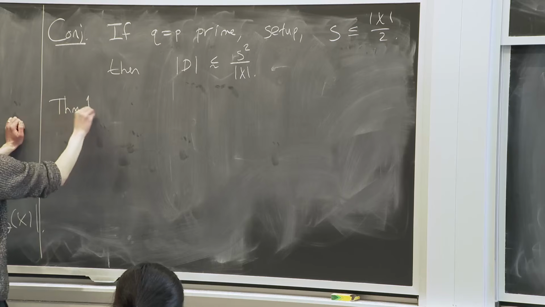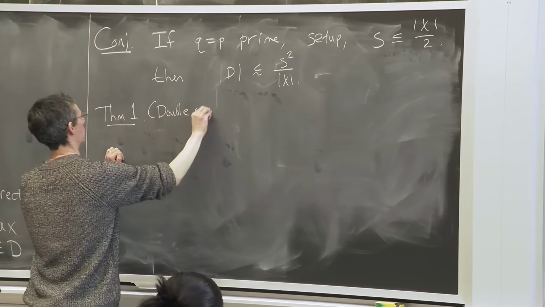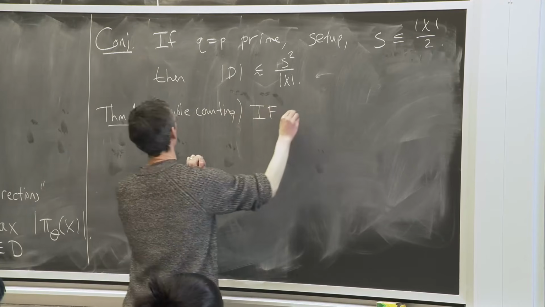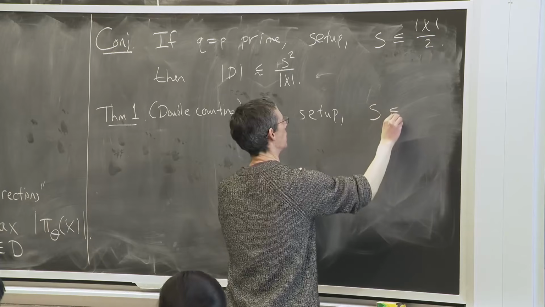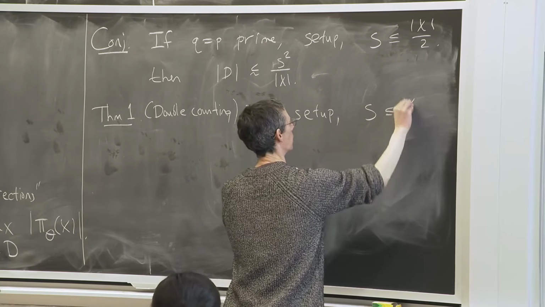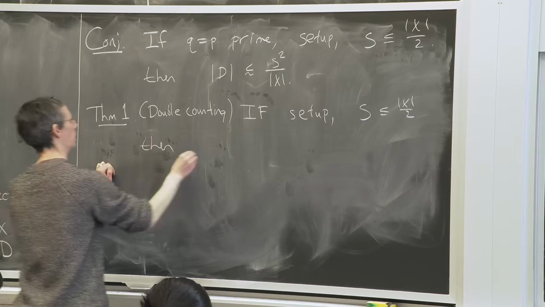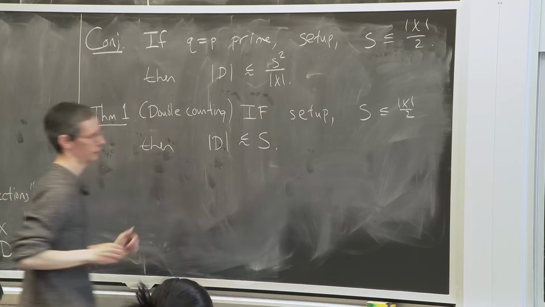And this is what they give. So theorem 1, which is based on double counting, says if we're in this setup, and S is smaller than X over 2, then the number of directions is smaller than around S.